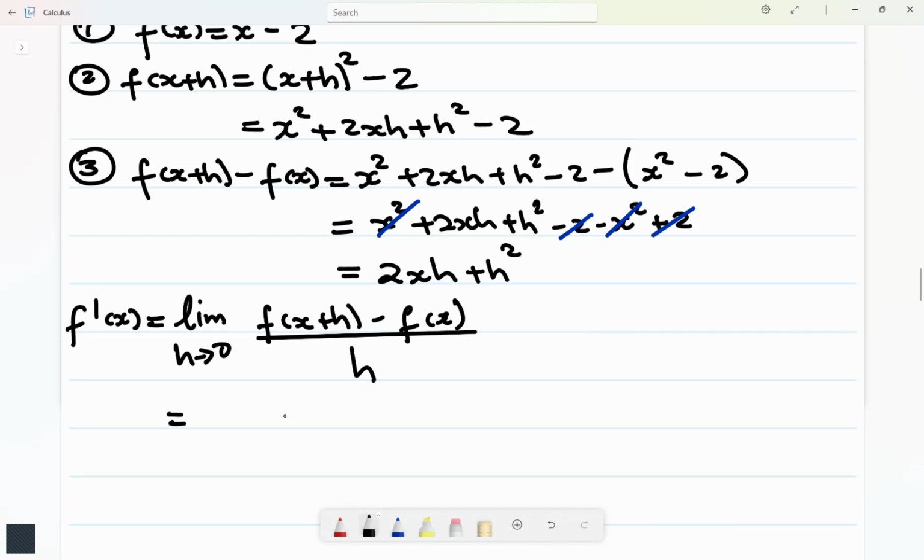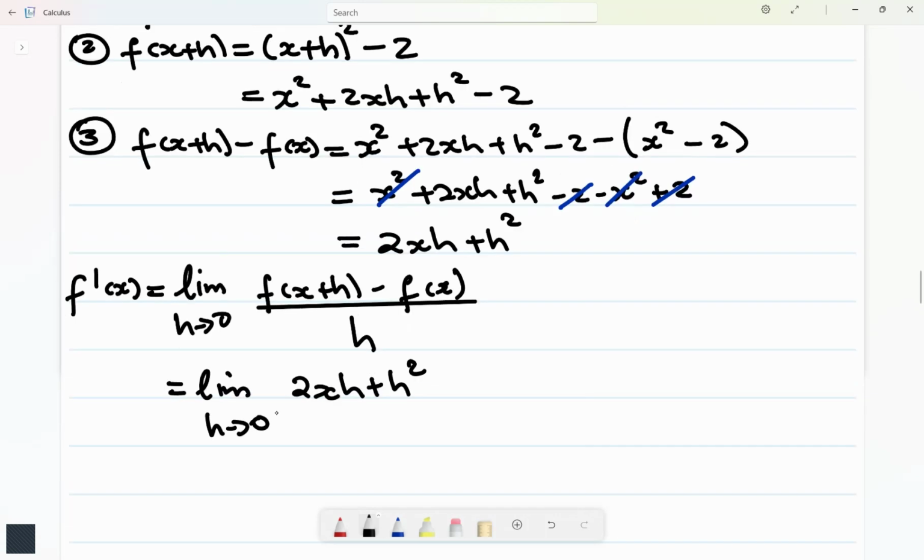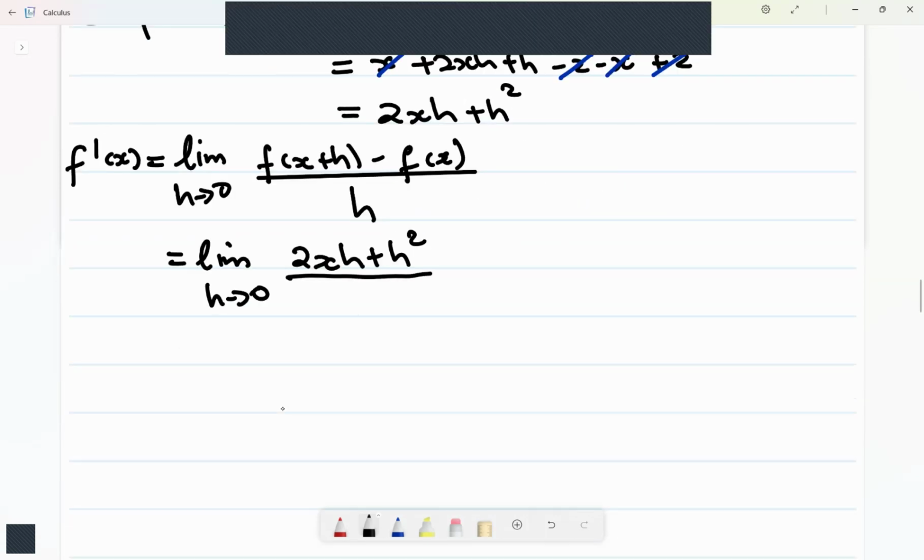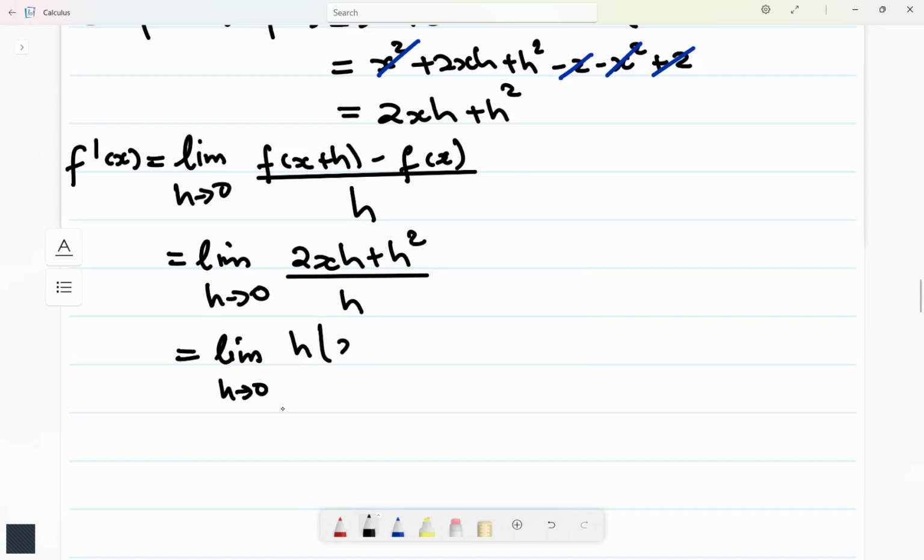Divided by h. Now remember I continue with limit until the final step. What is f of x plus h minus f of x? This, I have simplified it already. Can you see how nice that is? Divide by h. Now remember, the goal is to remove this h. How can I do that? I can do that by saying, okay, just remove h. I'm left with 2x plus h divided by h. Now h and h cancel off.